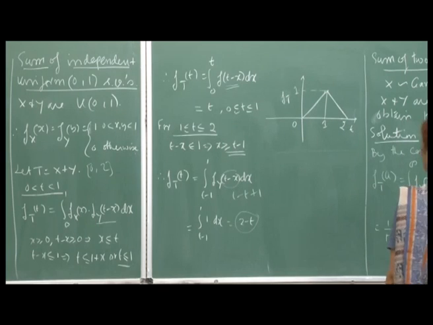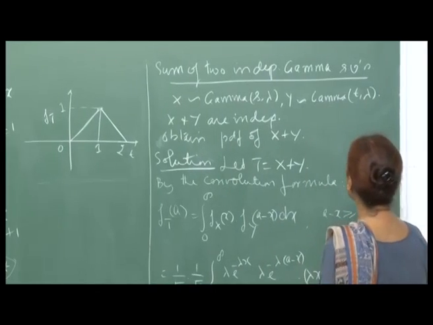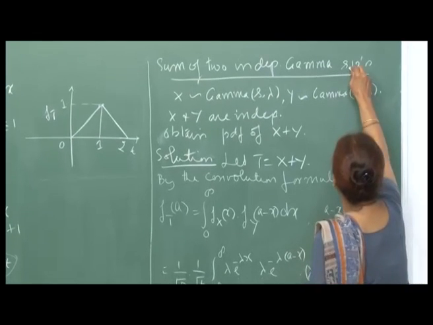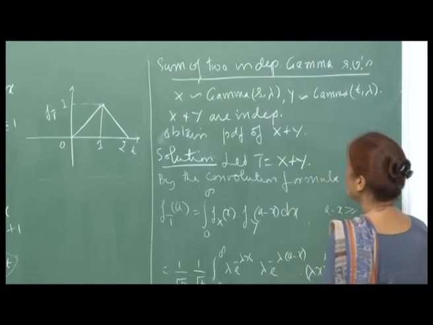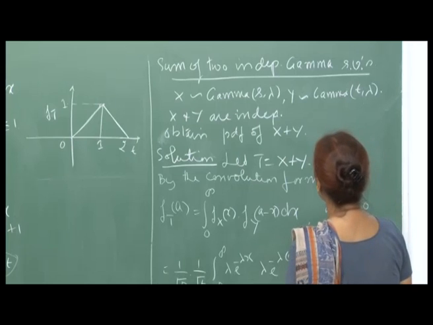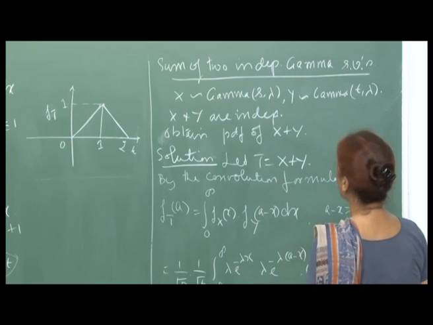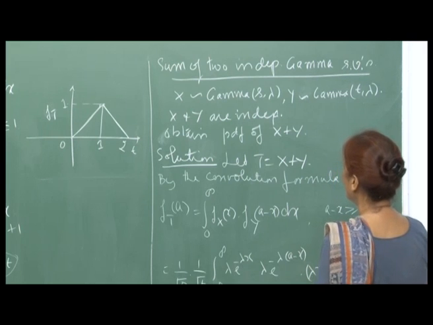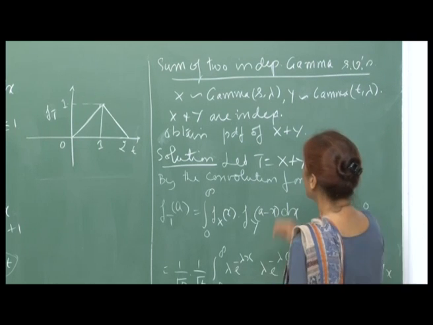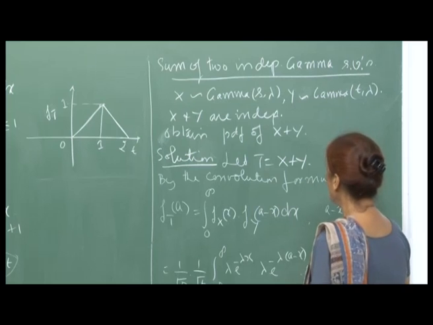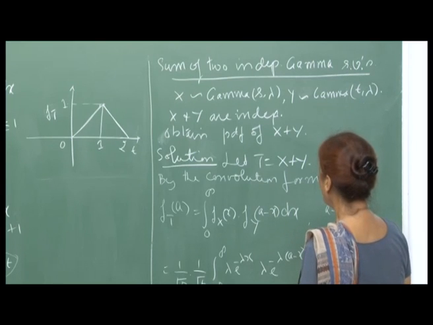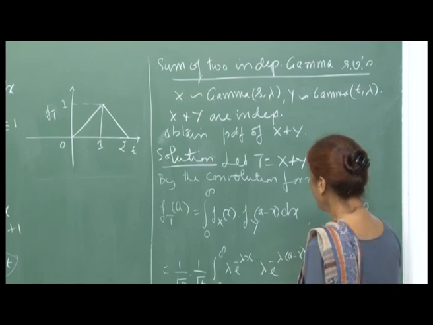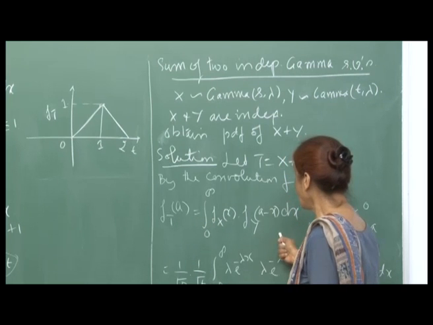Okay. So, another example is now the sum of two independent gamma random variables. Suppose x is gamma s comma lambda and y is gamma t comma lambda, and x and y are independent. So we have to obtain the PDF of x plus y. So define T as x plus y, and then by the convolution formula f_T(a) we will write as this.